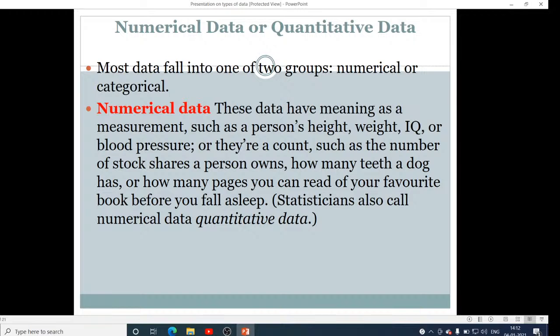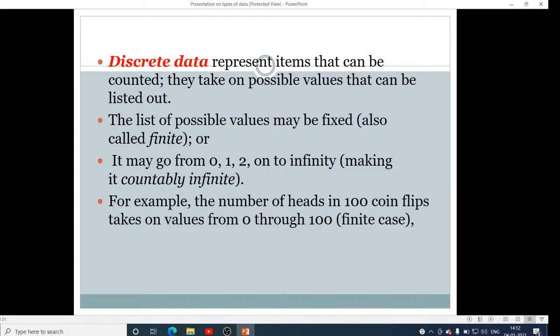Next slide: again, quantitative data is divided into two types. What are those two types? Discrete and continuous. See first discrete data. What is the discrete data? Discrete data represent items that can be counted. They take on possible values that can be listed out. The list of possible values may be fixed, some 0 to 100 coins, or some 0 to 100 flips. This is a finite case. We can count from 0 to a finite number. This is the discrete data.